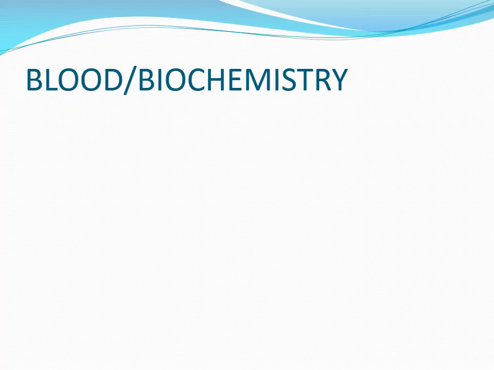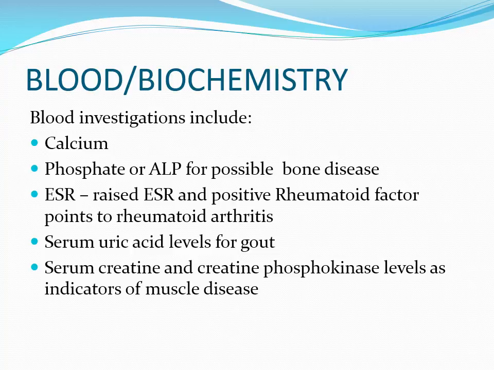Then we can do blood chemistry. Calcium, phosphate, or alkaline phosphatase. Raised ESR, for instance, in SLE, and positive rheumatoid factor. Serum uric acid level, gouty arthritis in degenerative condition. Serum creatinine and creatine phosphokinase levels are indicators of muscle diseases.